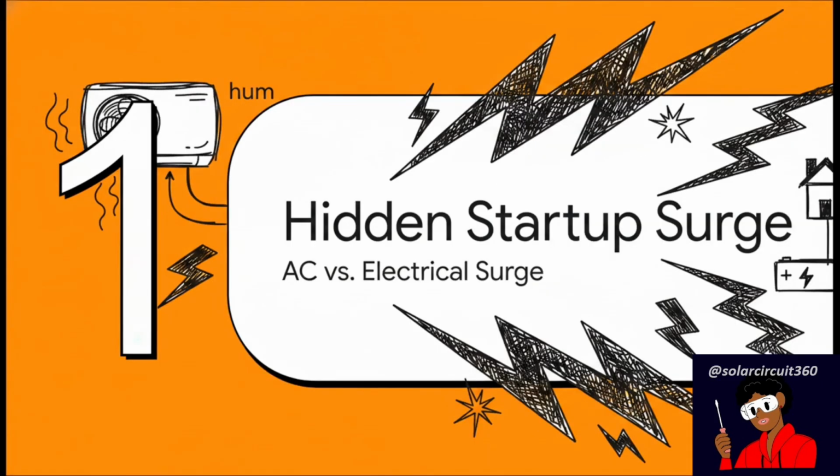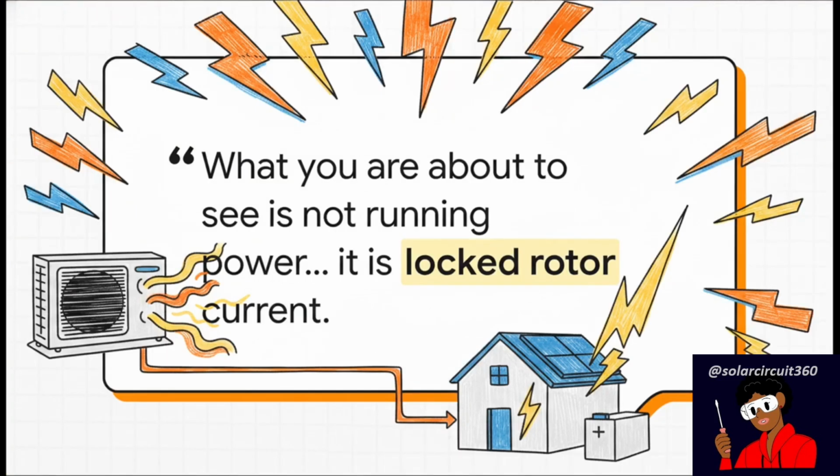Okay, part 1, the hidden startup surge. When you turn on your AC, it just sounds like this gentle mechanical hum, right? But electrically speaking, it is a totally different story. If you take away anything today, remember this quote. What you are about to see is not running power. It is locked rotor current. We are not dealing with a smooth, steady power draw here. We're dealing with the immense, aggressive energy required to wake a resting mechanical beast from a dead stop.